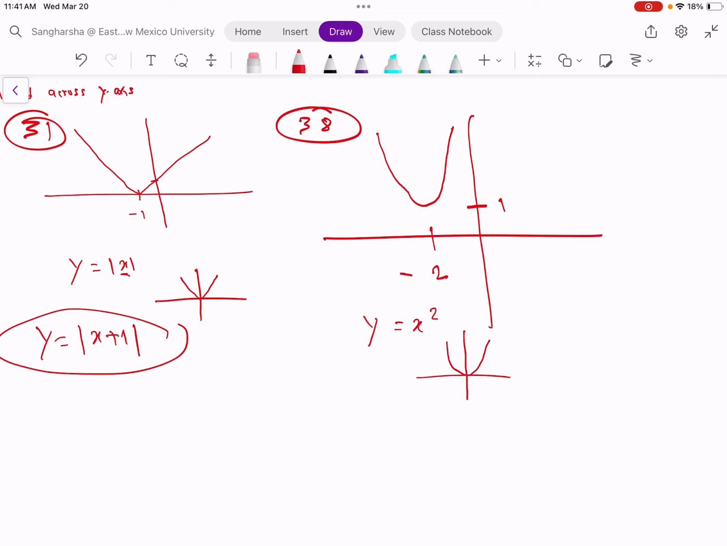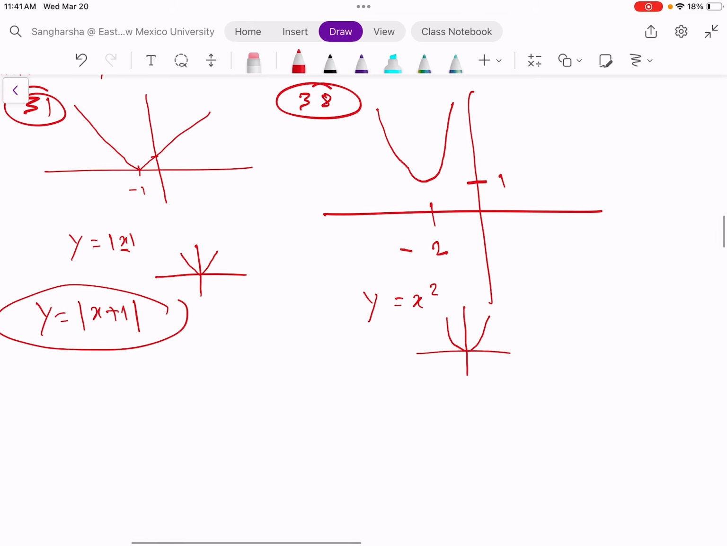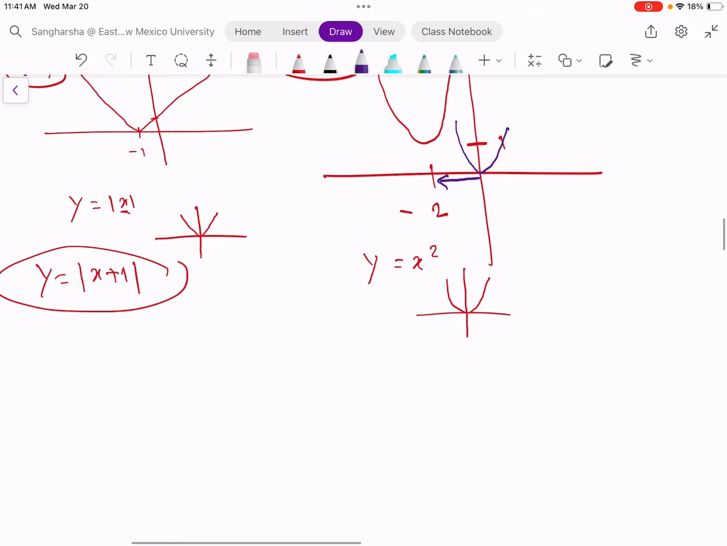The graph has been shifted left by 2 units because the basic graph was here. Now how do we write that? What do we need to do to shift to the left by 2 units? Are we adding, subtracting, or replacing? We are replacing. So we replace the x of the function by x plus 2. So we have y equals (x plus 2) squared, with parentheses because we have more than one term.